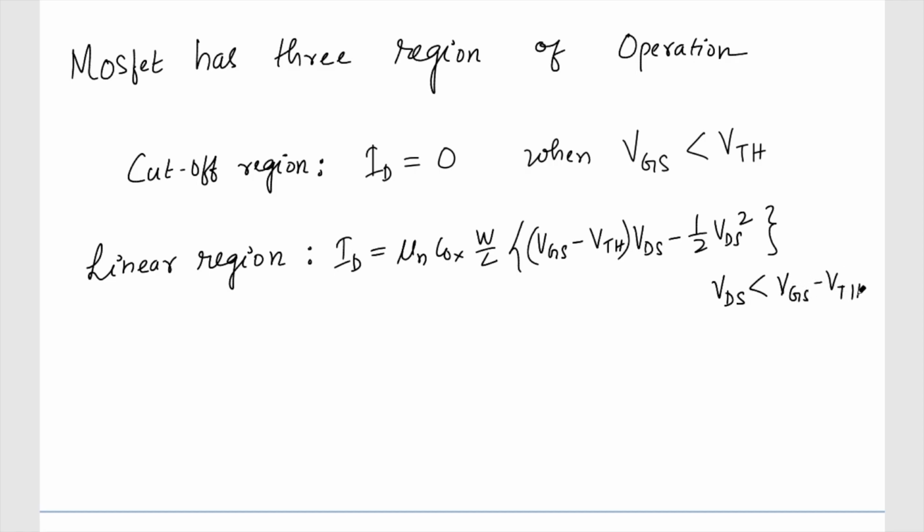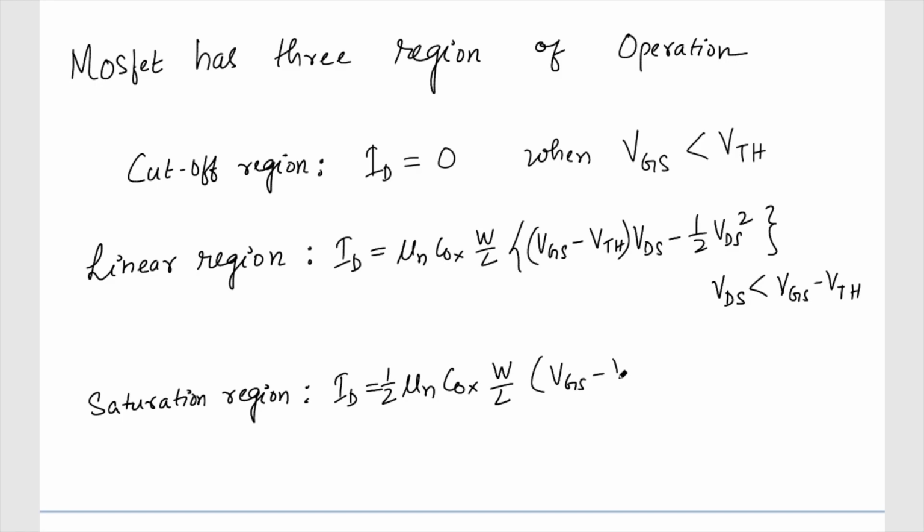minus VTH. And finally, I have my saturation region where the current is saturated. Okay. Then this is ID is equal to mu n, half mu n C ox W by L, VGS minus VTH whole square. And this is the case when my VDS is greater than or equal to VGS minus VTH. Okay, so there is a boundary condition here.